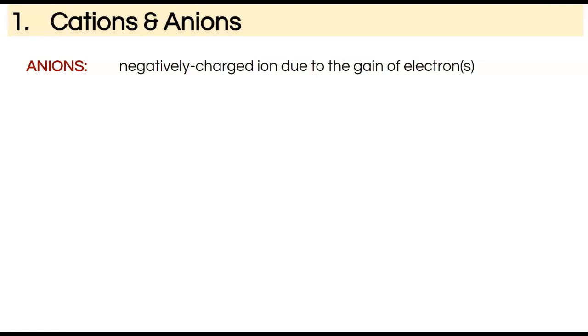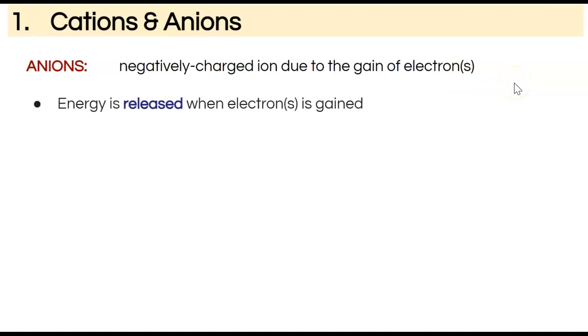Let's talk about anions now. At this point, I'm sure you're able to predict that an anion is a negatively charged ion, and that it becomes negatively charged because it's going to gain electrons, 1 or more. And when that happens, usually that makes the atom more stable and happy, and it releases that extra energy. So energy is released when electrons are gained, typically.